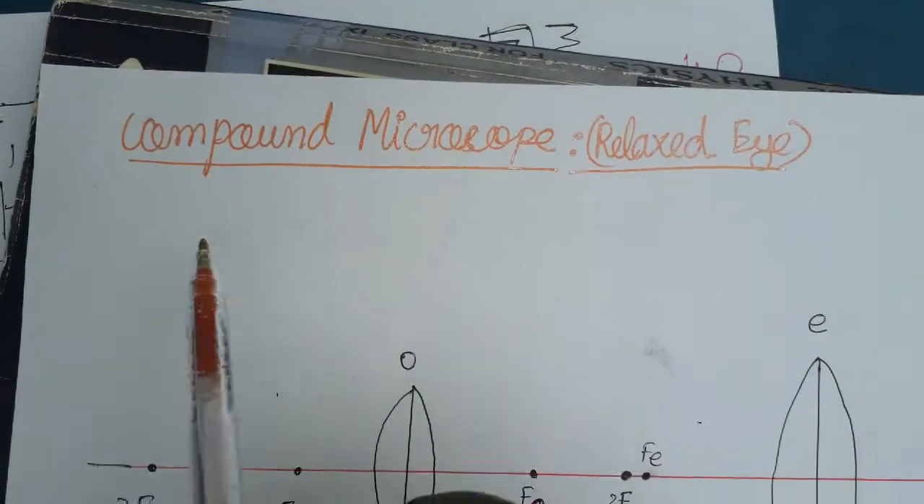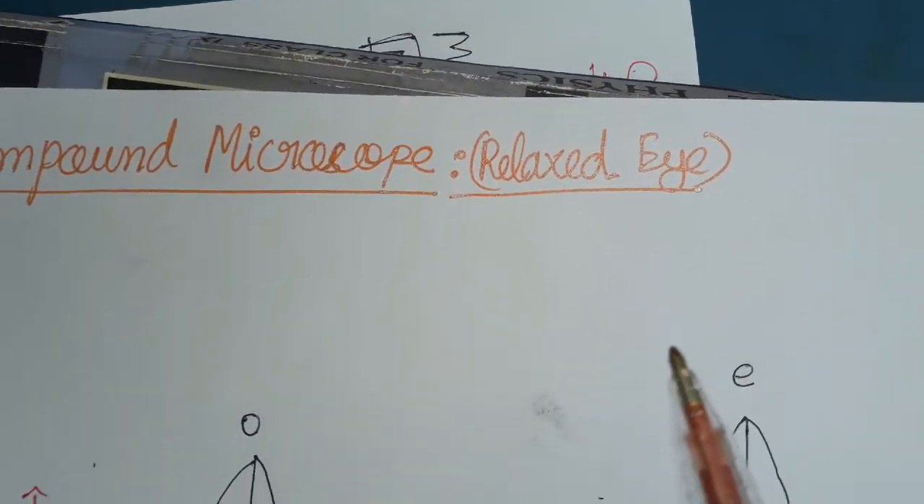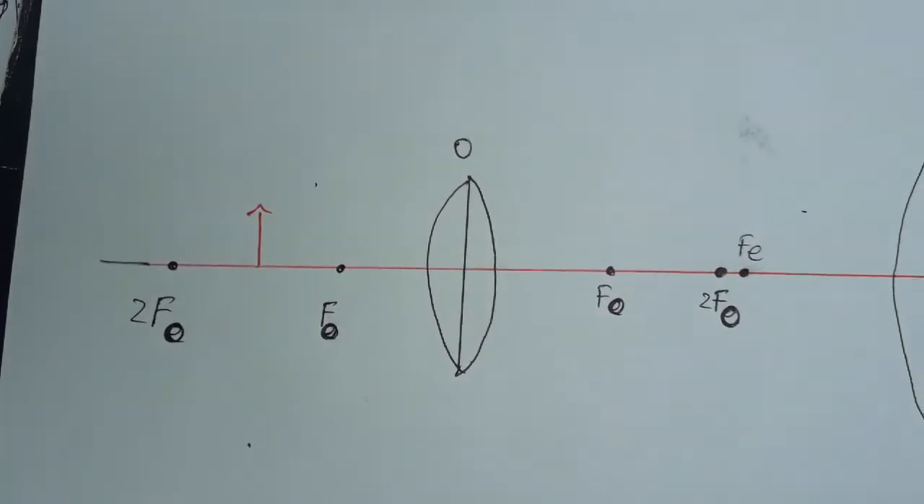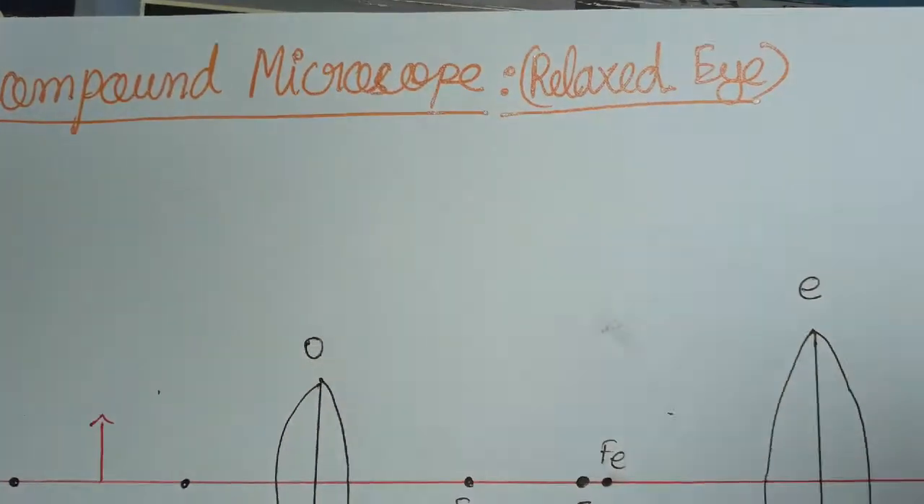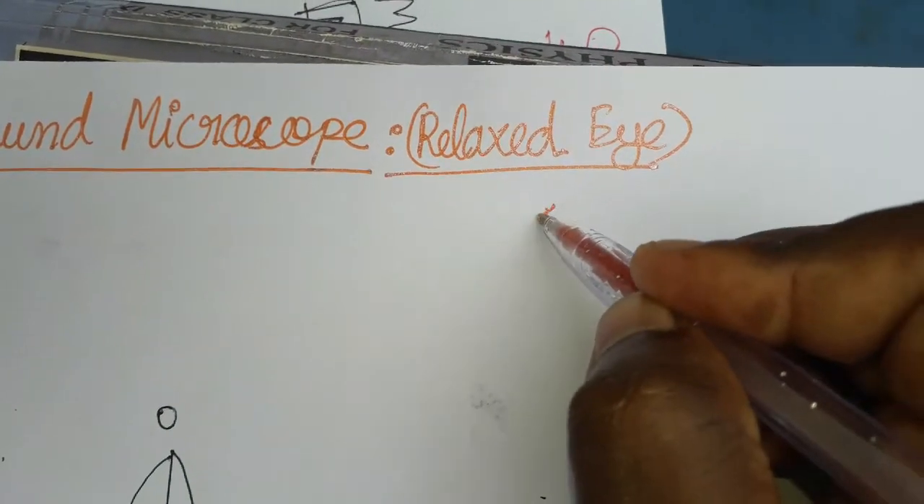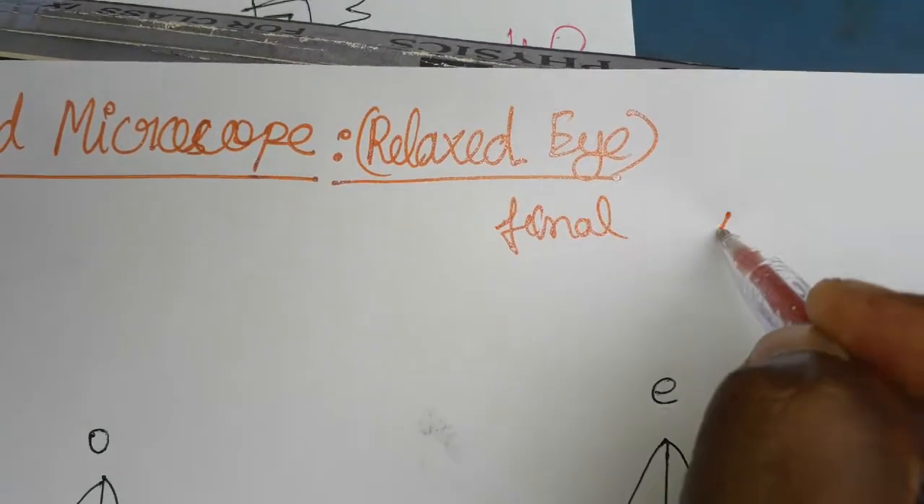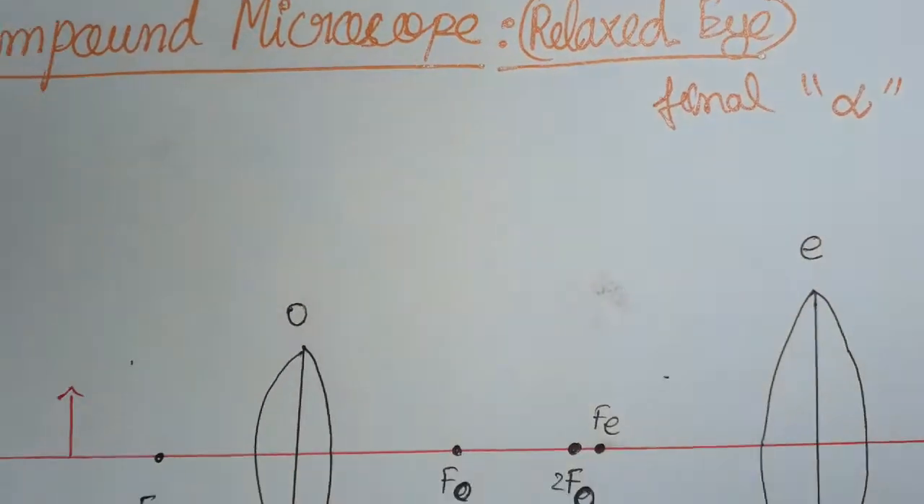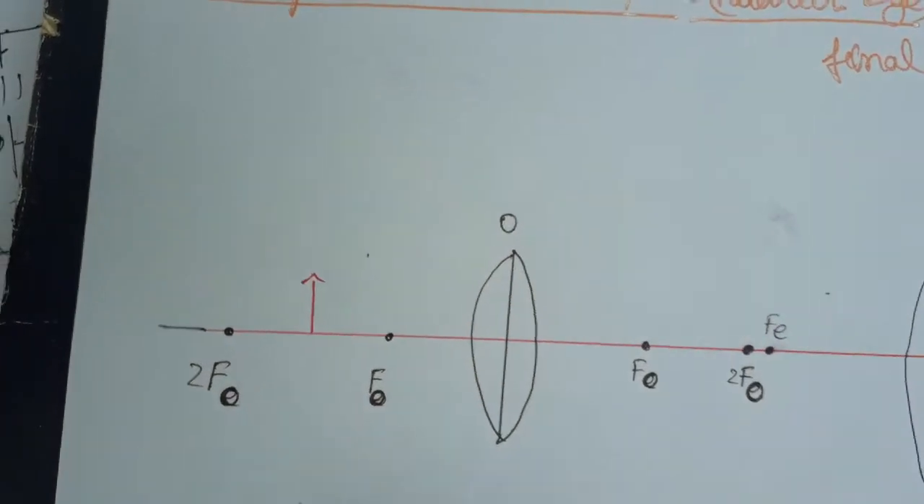Hello students, today we are going to see the compound microscope for the relaxed eye. Okay, the final image is formed at infinity. Relaxed eye, the final image is going to form at infinity. So finally the image will be forming at infinity. That is the diagram we are going to draw.